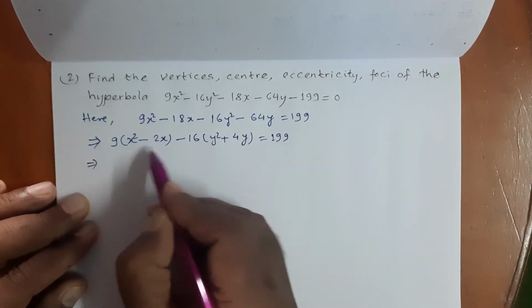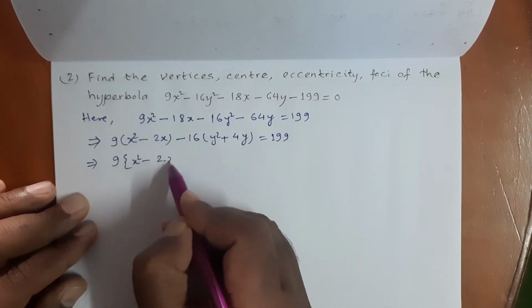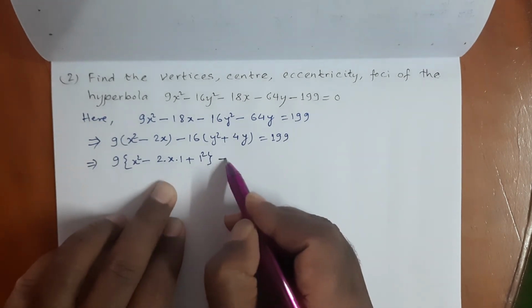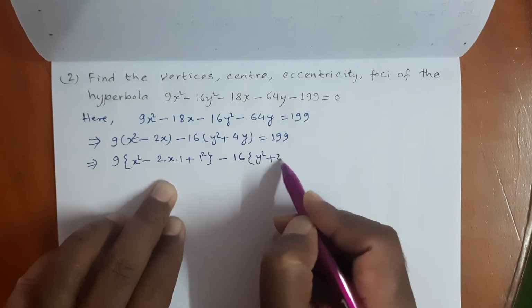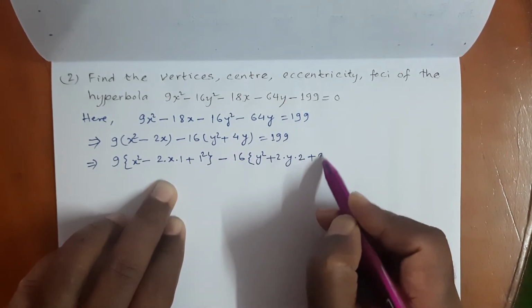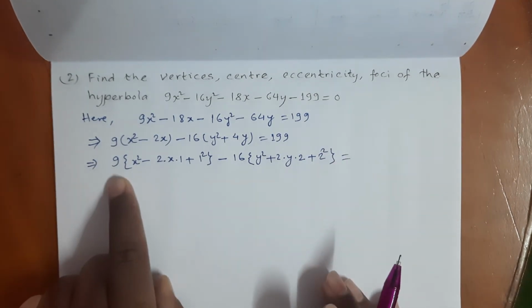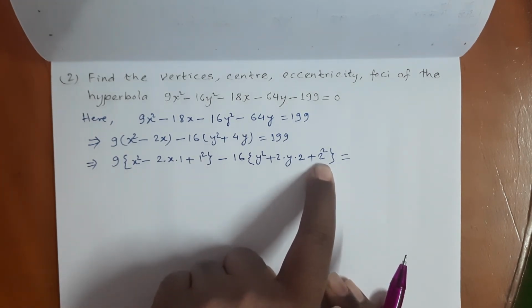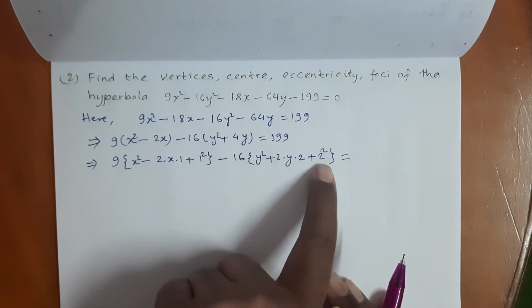So now to make this a perfect square, what can be done is x square minus 2 times x times 1 plus 1 whole square we can write, and minus 16 times y square plus 2 times y times 2, plus 2 whole square we can write. Here we did not have 9 in this case, and we did not have minus 64 here.